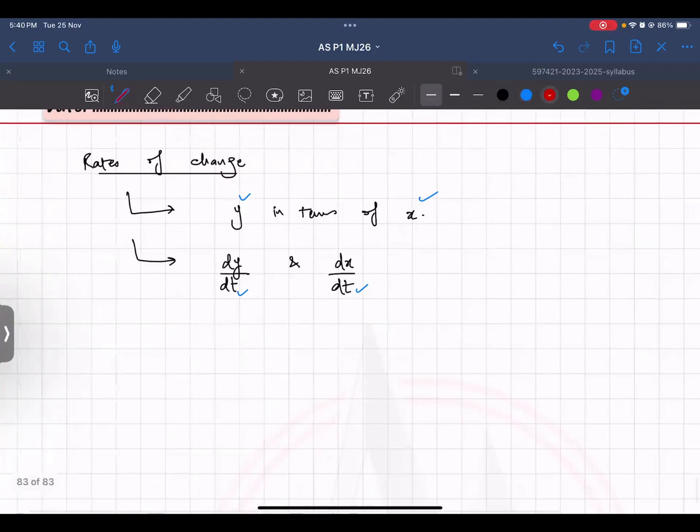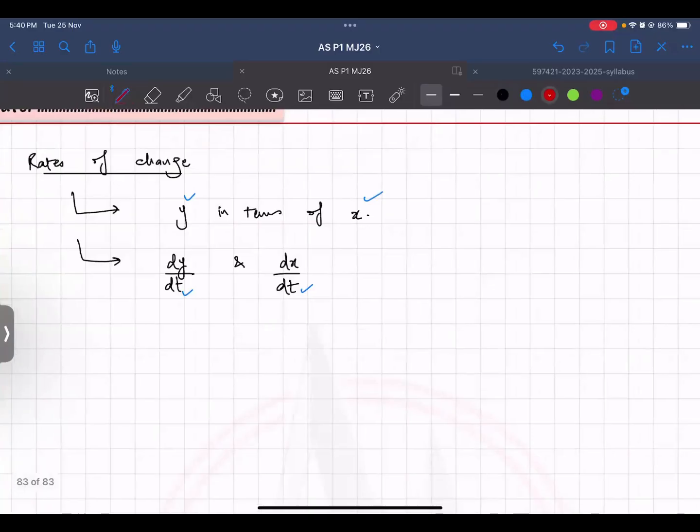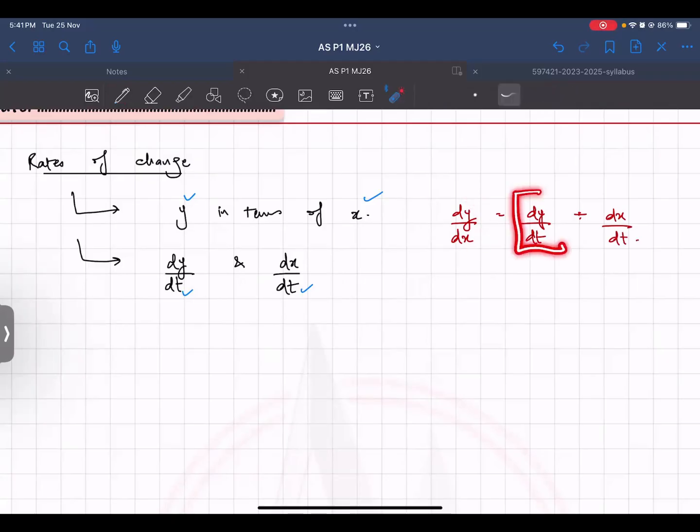And first of all, the formula for the rate of change is somewhat like this: dy by dx will be equal to dy by dt divided by dx by dt. So your dy by dx is equal to the rate of change of y with respect to time divided by the rate of change of x with respect to time. So if you want to write the derivative of y and x in terms of another variable, this is how you can change it.